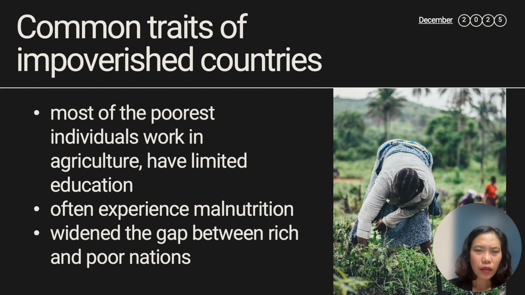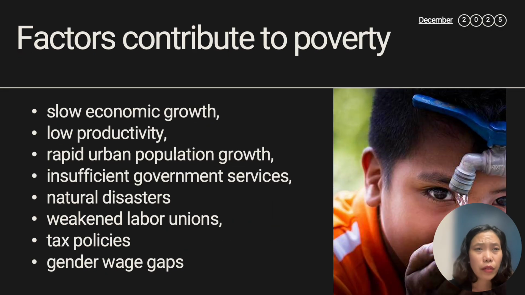So what are the factors that contribute to poverty?